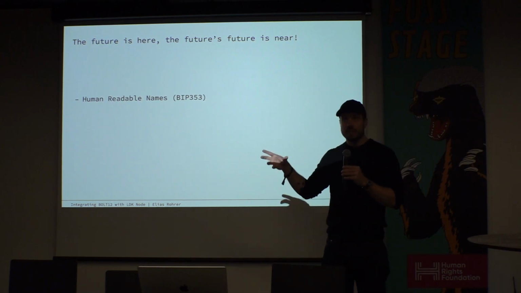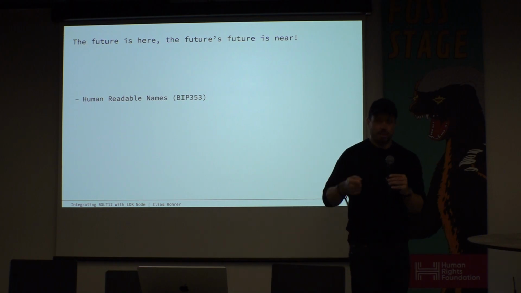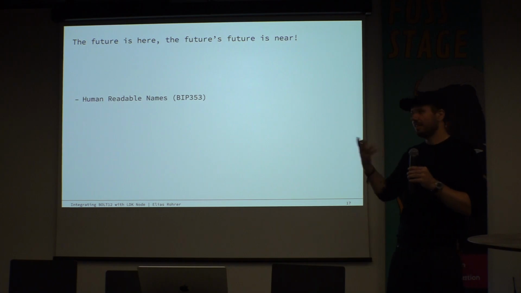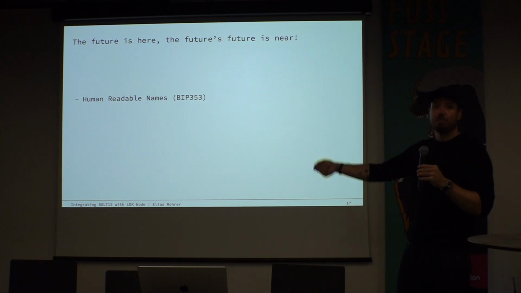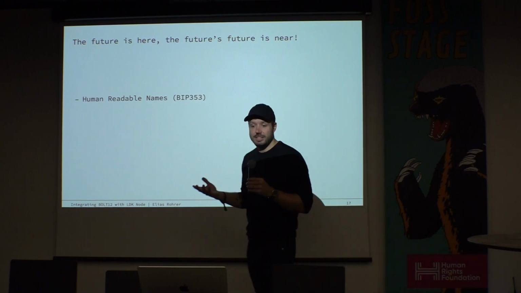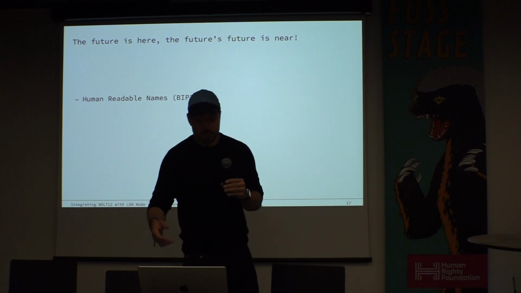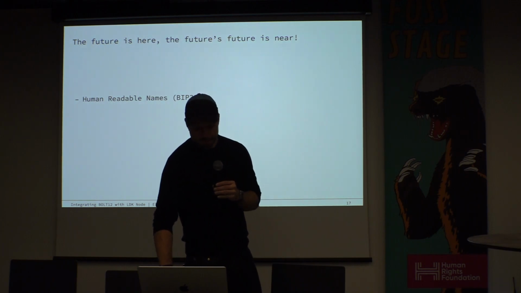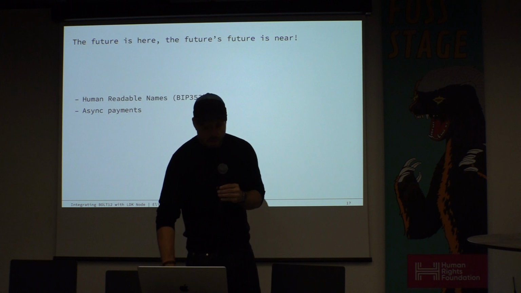So in many use cases, scanning a QR code makes more sense. But if you just want to ask a friend, hey, we just had dinner or whatever, I want to pay you back, what's your human readable name? That is much easier than sending around QR codes or offer encodings. That will be great.